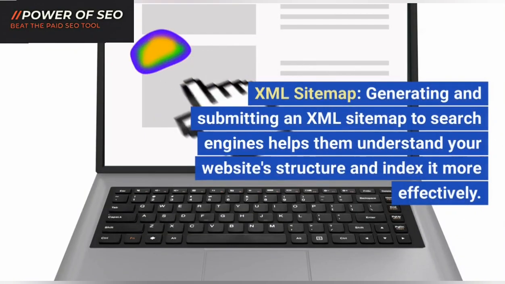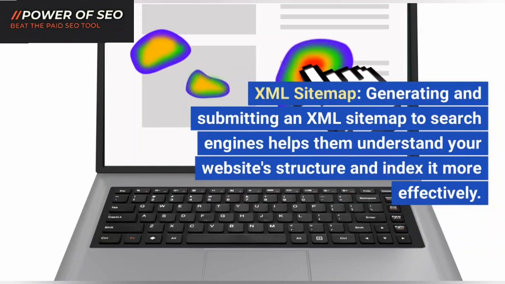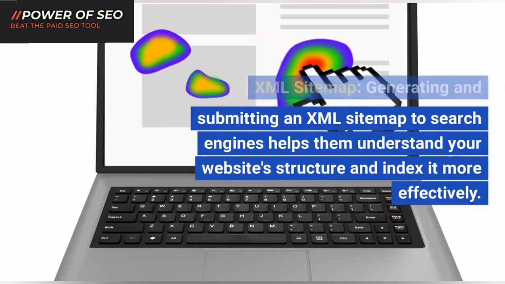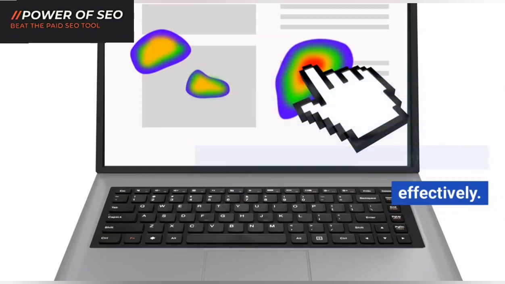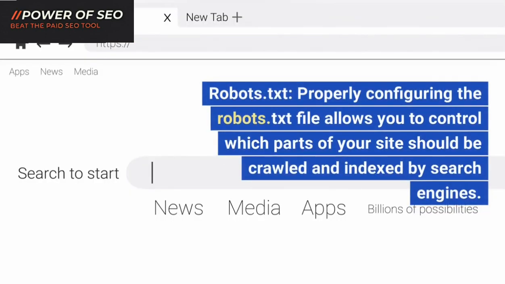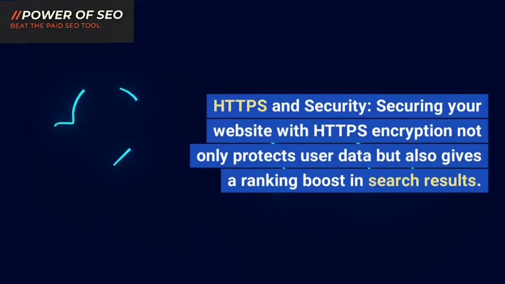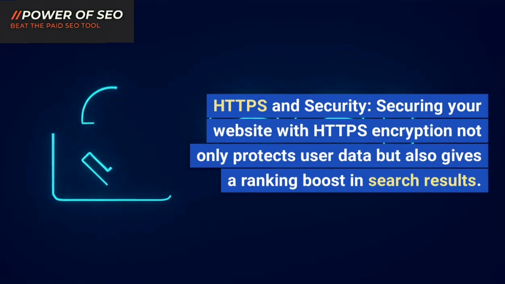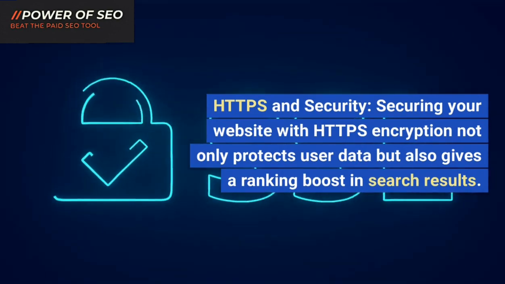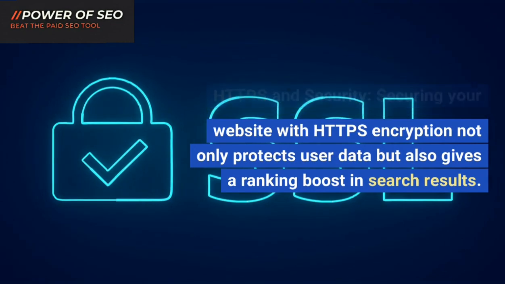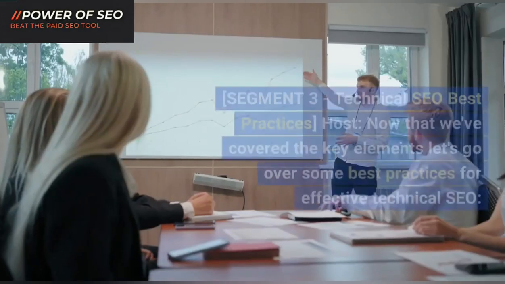XML sitemap. Generating and submitting an XML sitemap to search engines helps them understand your website's structure and index it more effectively. Robots.txt. Properly configuring the robots.txt file allows you to control which parts of your site should be crawled and indexed by search engines. HTTPS and security. Securing your website with HTTPS encryption not only protects user data but also gives a ranking boost in search results.